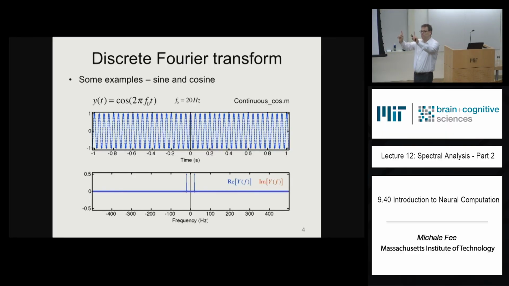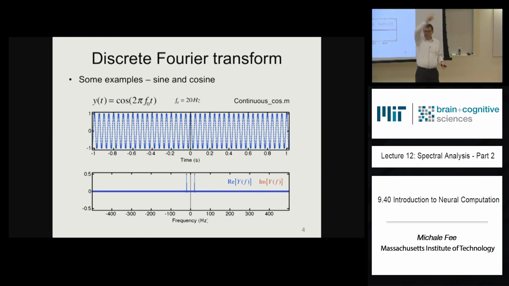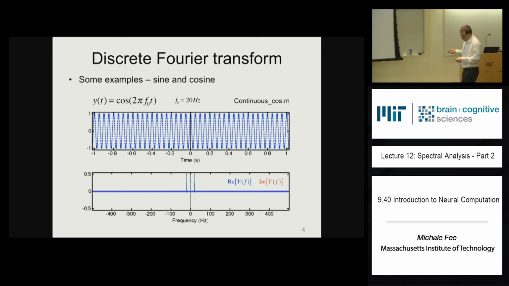Okay, so we have 2 peaks. One produces a complex exponential that goes around the unit circle like this at 20 hertz. The other peak produces a complex exponential that goes around the other way at 20 hertz. The imaginary parts cancel and leave you with a real part that goes back and forth at 20 hertz. So that's what those 2 peaks are doing.